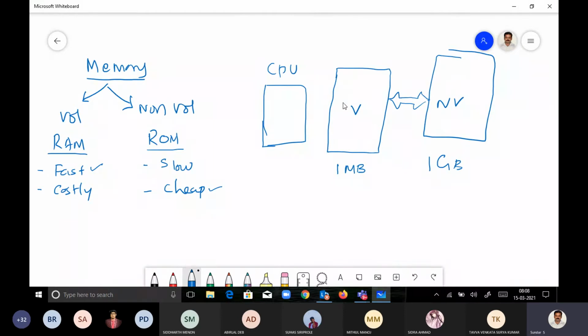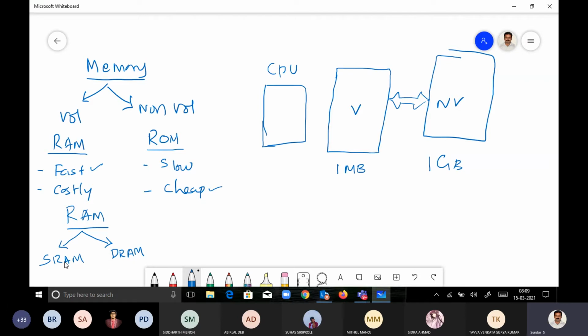Now the hierarchy is further developed to be more flexible. We are going to add one more thing here in between. For that we have to understand the classification of RAM. RAM has classifications, but we are going to see only two: static RAM and dynamic RAM. Under dynamic RAM we have synchronous DRAM, but I'm not going in that angle right now. So only two things I'm going to cover: static RAM and dynamic RAM.